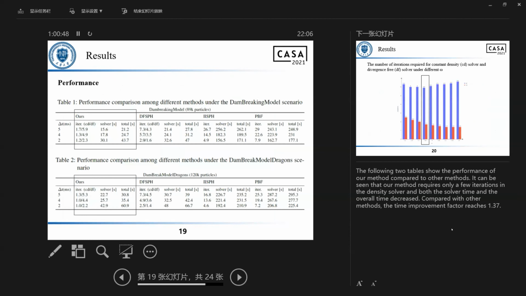The following 2 tables show the performance of our method compared to other methods. It can be seen that our method requires only a few iterations in the density solver, and both the solver time and the overall time decreased. Compared with other methods, the time improvement factor reaches 1.37.